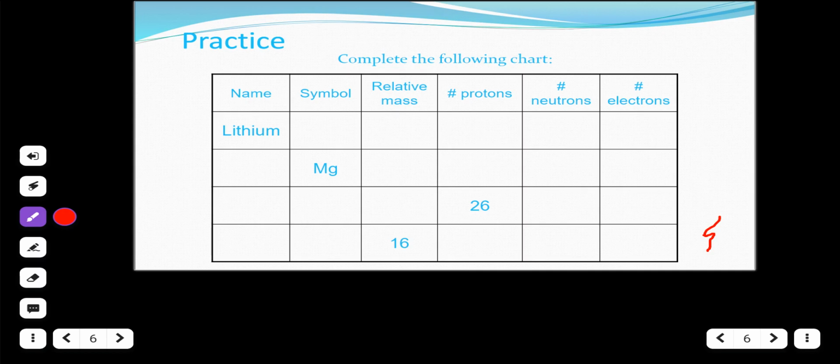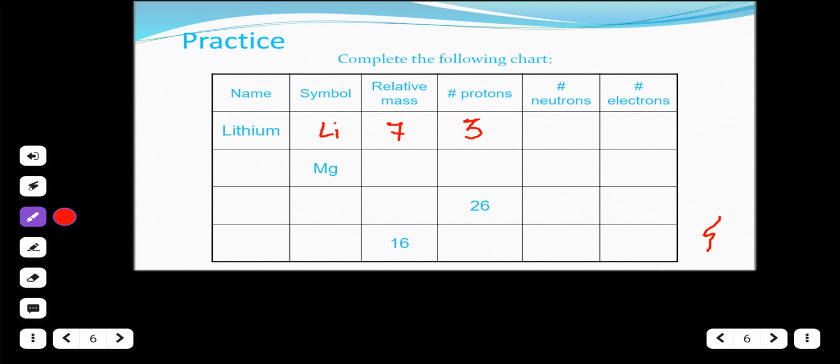If we're starting with lithium, we know that the elemental symbol for lithium is going to be Li. I'll put a number in the top left and in the bottom left here in a moment. The relative mass of lithium is going to be 6.9, which I'm going to allow you guys to round to 7 for the purpose of this problem. The number of protons that lithium contains is 3, since its atomic number is 3.